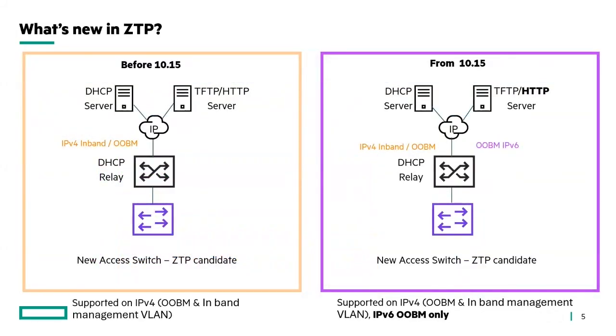So let's see what is new in ZTP. Here I have drawn a comparison before 10.15 and after 10.15. Before 10.15, this feature was supported exclusively on IPv4, including both out-of-band management OOBM and in-band management VLANs. However, from 10.15, this now includes support for IPv4 and IPv6, whereas IPv4 has in-band and OOBM, and IPv6 is supported on OOBM only. This enhancement ensures greater flexibility and compatibility for modern networks, particularly in environments transitioning to IPv6 for, let's say, management purposes.